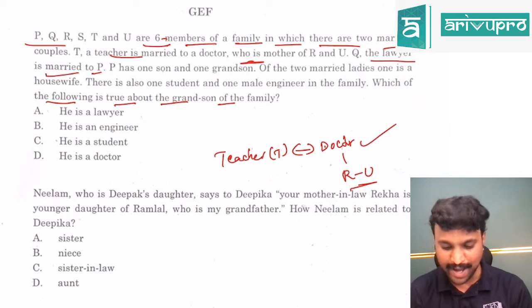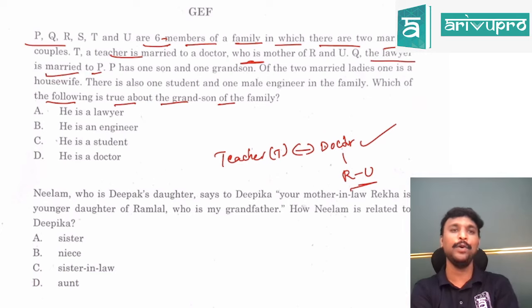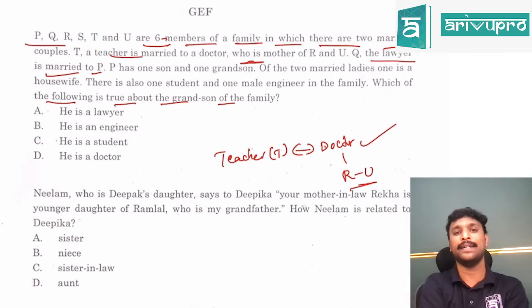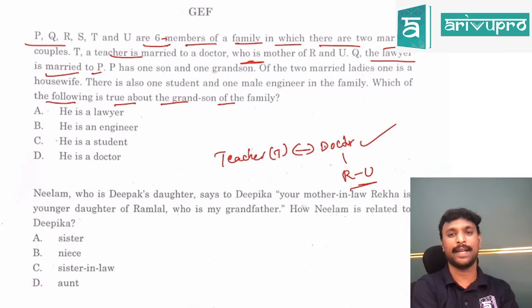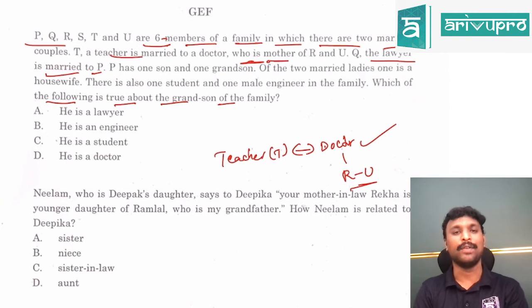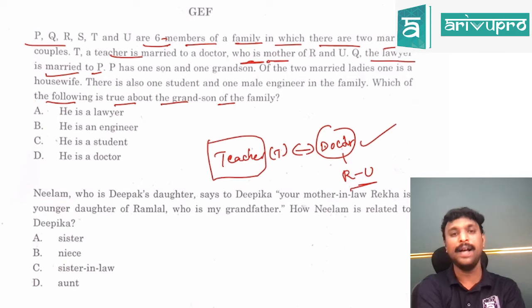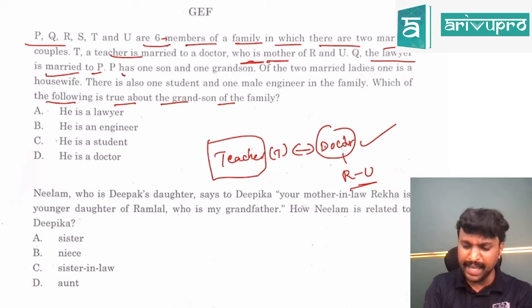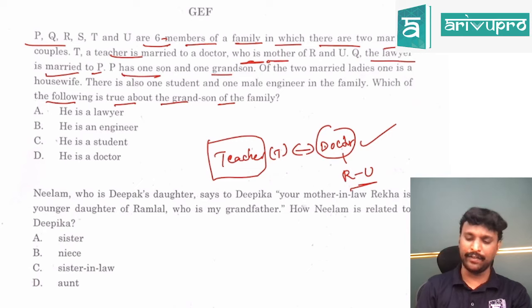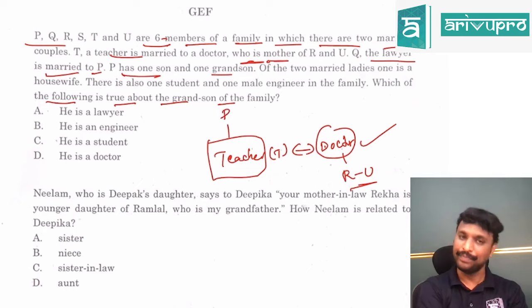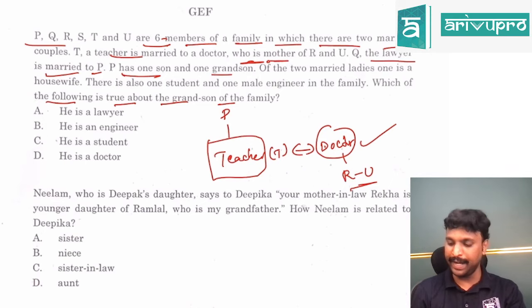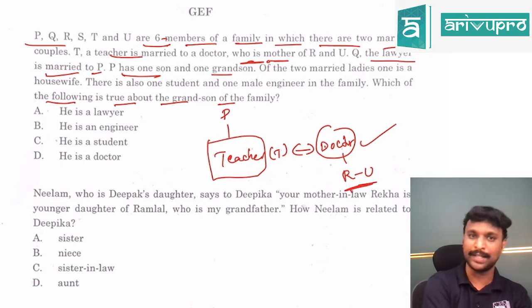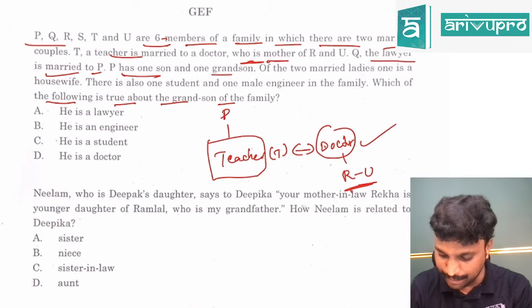The lawyer is married to P. P has 1 son and 1 grandson. So who could be the son? Definitely the teacher could be the son. Why? Because doctor is a mother. Who refers to second person? Doctor is a female and teacher is a male. Now guys, P has a son and 1 grandson. So definitely P should be above the teacher and the grandson will be definitely one amongst R and U. Yes or no? Now, P is definitely married to whom?